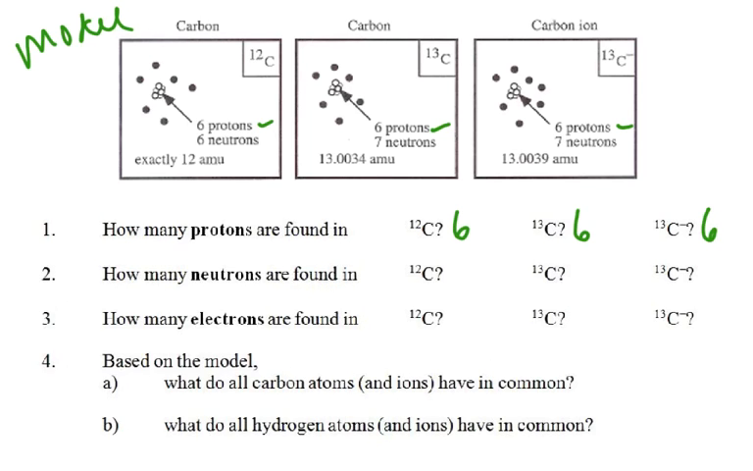Now, how many neutrons are in carbon-12? Well, it says right here that there are 6 of those. How many in carbon-13? There are 7 of those. And how about in carbon-13 with a minus charge? There are 7. How many electrons?